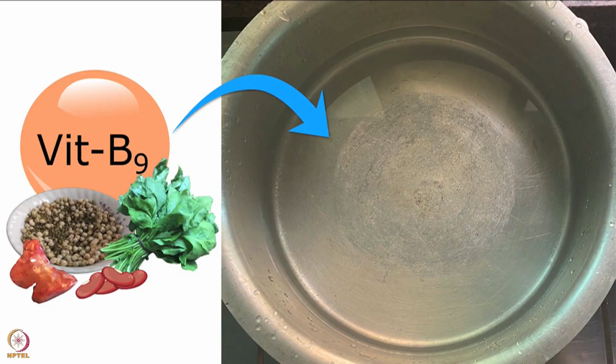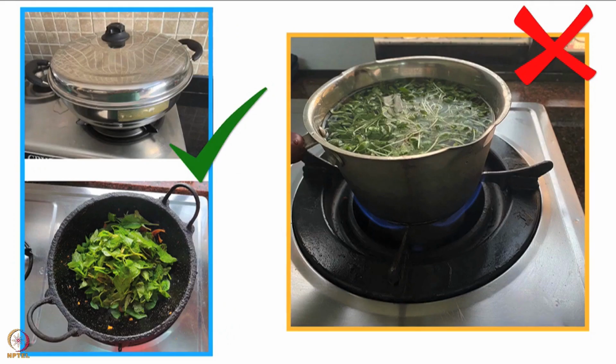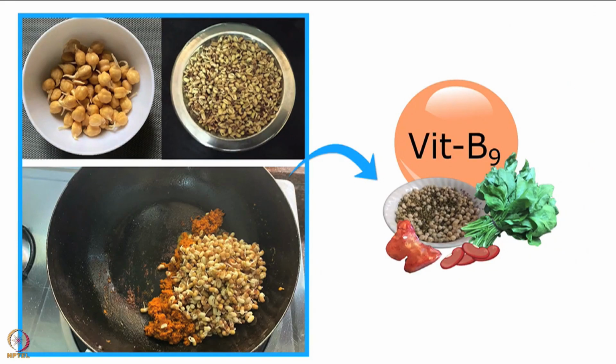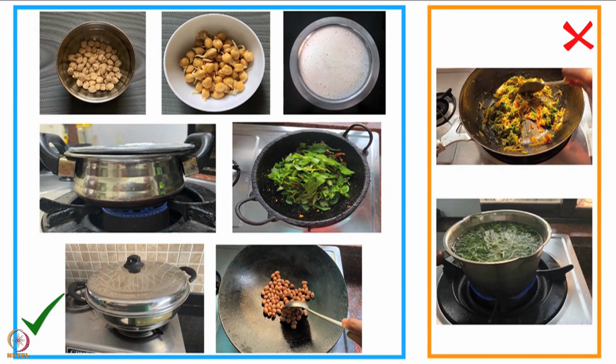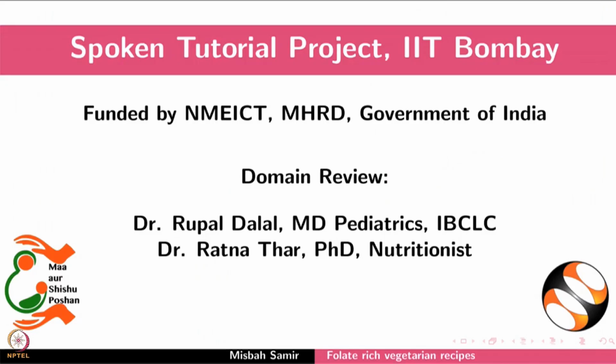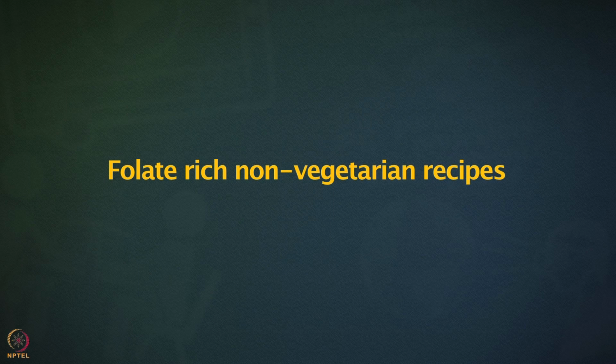Folate is also sensitive to water. Thus, steam or saute vegetables instead of boiling. Sprouting and cooking of whole beans will enhance its folate content. To ensure adequate folate intake in your diet, remember these few points. This brings us to the end of this tutorial.